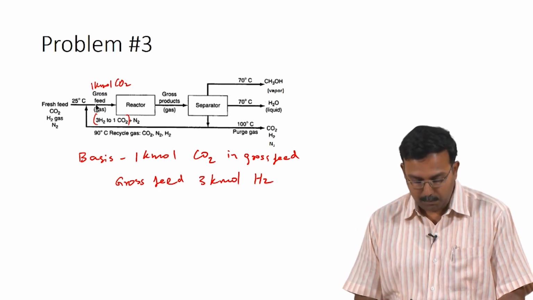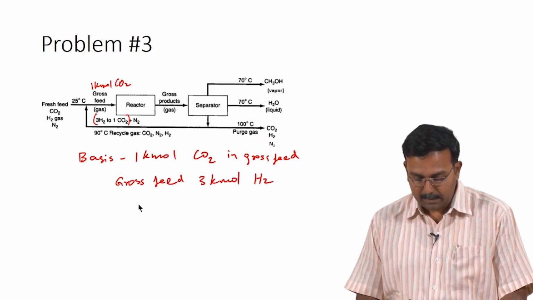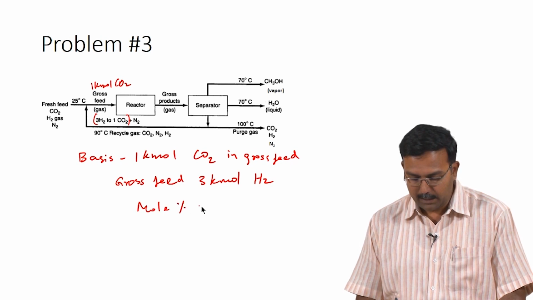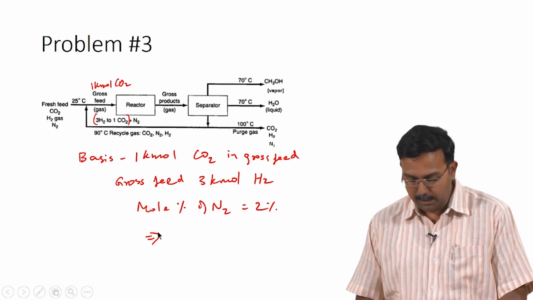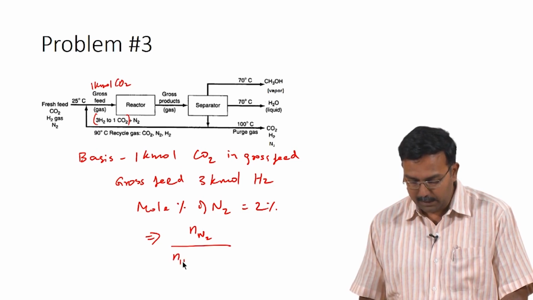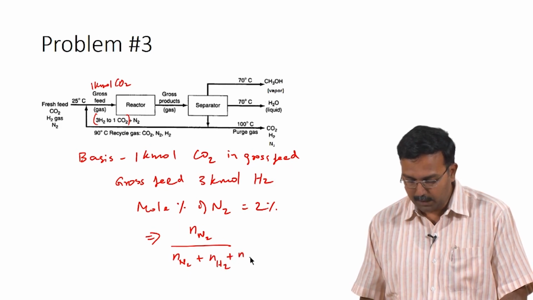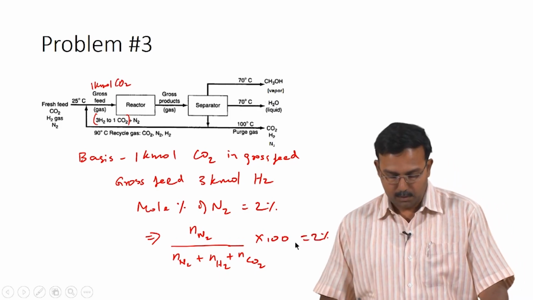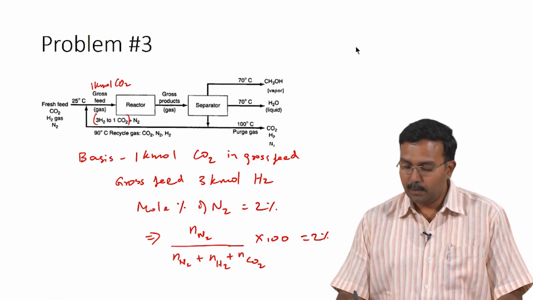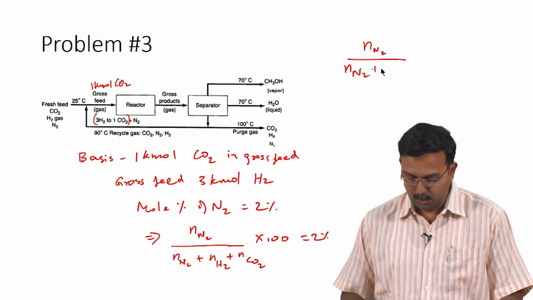So, if we were to assume nitrogen concentration, the nitrogen mole percentage is 2%. So, mole percent of nitrogen is equal to 2%. This implies what you have would be number of moles of nitrogen divided by number of moles of nitrogen plus number of moles of hydrogen plus number of moles of carbon dioxide times 100 is equal to 2%. So, what you would have from here is, the only value we do not know is N2, which is the number of moles of nitrogen. The other values are already known.